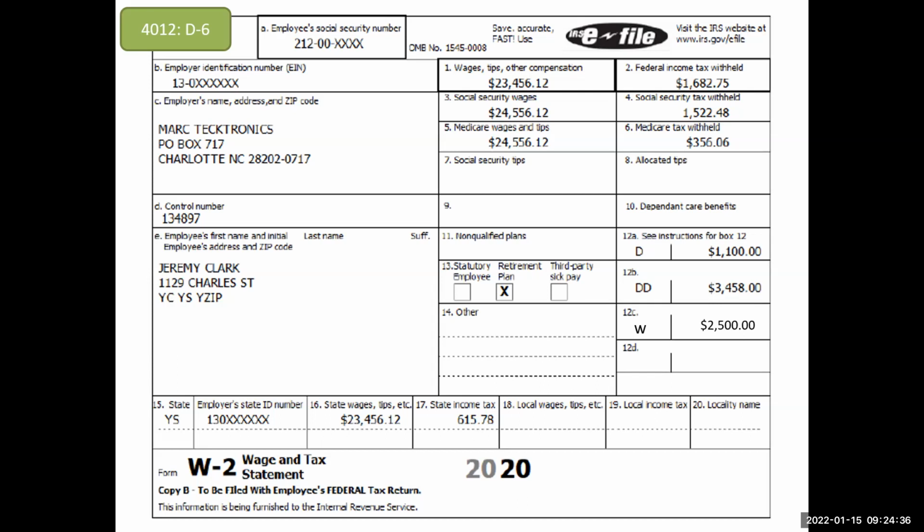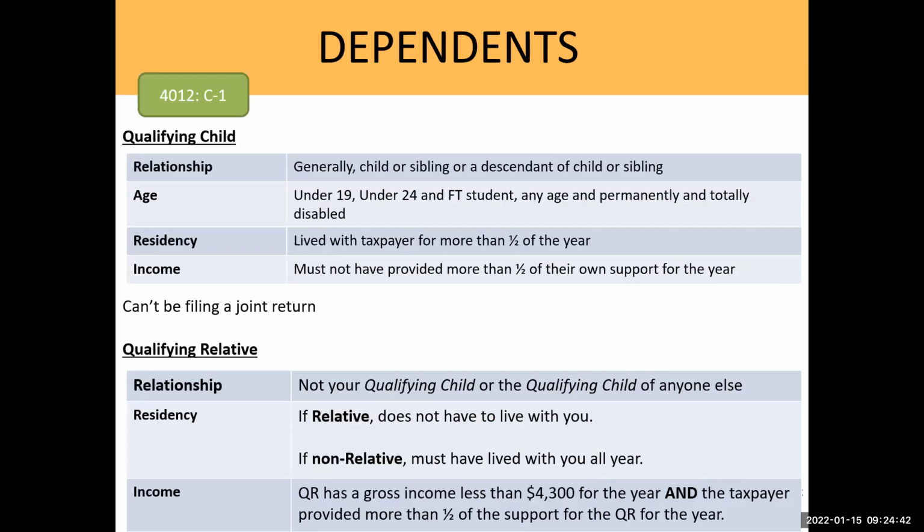Sorry, can you go to the previous slide? There was a comment saying it can't file a joint return in the center. Can you file a joint return? No, in the middle, there is a statement saying can't be filing a joint return. Oh, so if you have a qualifying child, they cannot be filing a joint return with somebody else. So they can't be married and filing a joint return with somebody else.